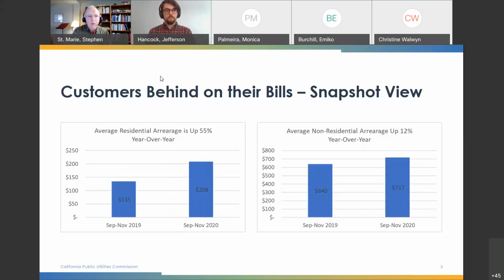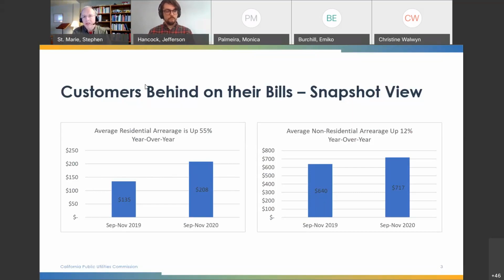Looking very quickly, the average residential arrearage is up about 55% compared to the same period in 2019. It used to be about $135 on average among those who were behind on their bills. Now it's $208. We could discuss the subtlety of that, but basically among the people who are behind, $208 is probably a lot of money.